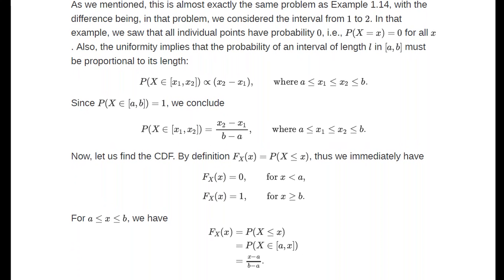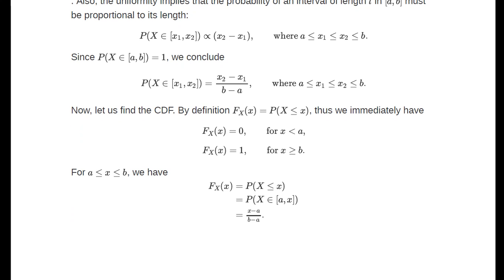So, the probability of X being an element of the interval [x1, x2], where a is less than or equal to x1, less than or equal to x2, less than or equal to b, we can conclude, is equal to (x2 minus x1) over (b minus a), where a is less than or equal to x1, less than or equal to x2, less than or equal to b.